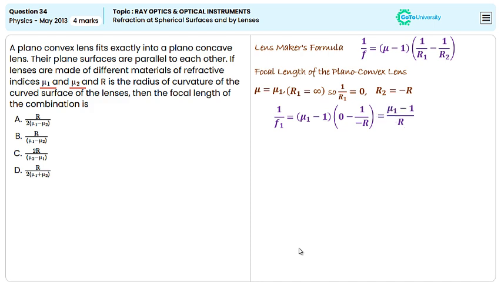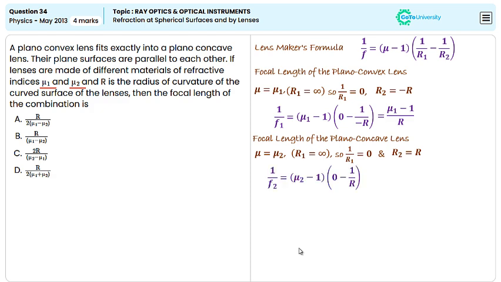For the plano-concave lens, mu is equal to mu2. One surface is plane, which means r1 is equal to infinity. So 1 by r1 is equal to 0. The other surface is concave, which means r2 is equal to r. Substituting these into the lens maker's formula again, we get 1 by f2 is equal to mu2 minus 1 into 0 minus 1 by r, which is equal to minus of mu2 minus 1 by r.